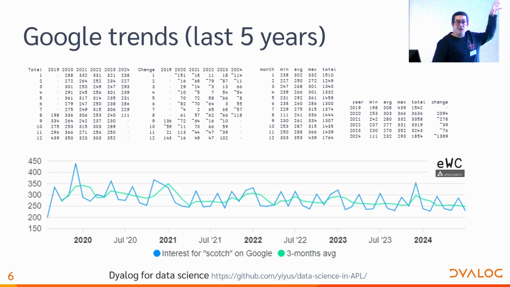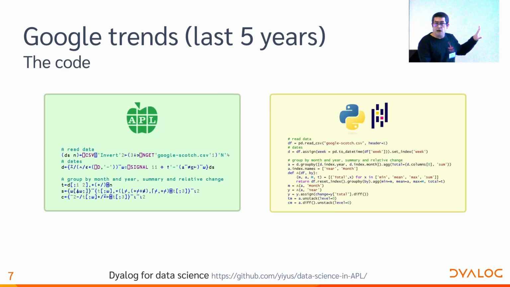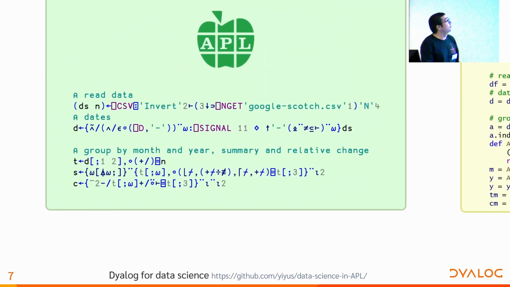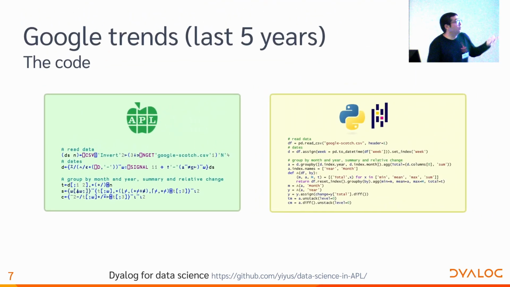And we can calculate several tables, the amount per month, relative change, average, minimum and maximum per month, per year, and so on. This is the code. I won't go into it. You can see that the APL code is quite short. 1 line to read the file, 1 line to parse the data, and then key operator, key operator, key operator to make the tables. And you have this one in GitHub too.